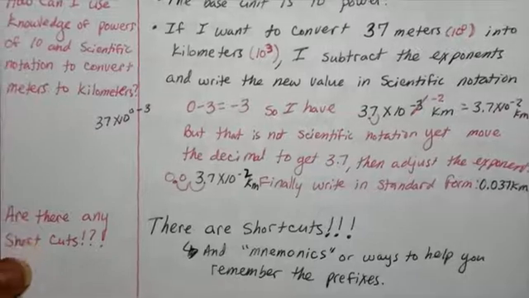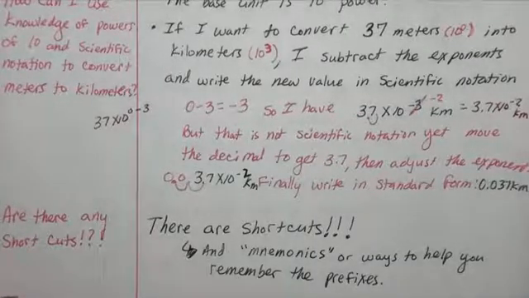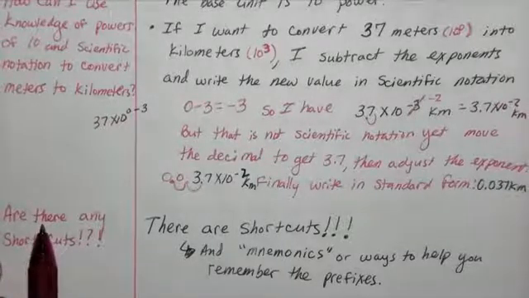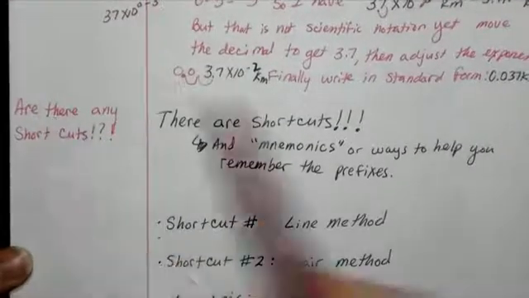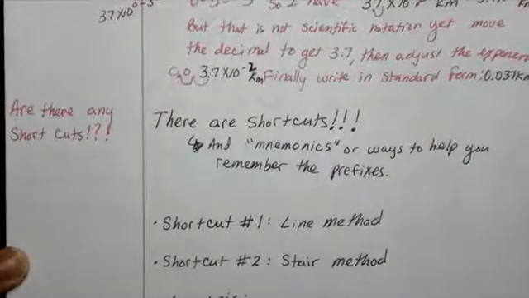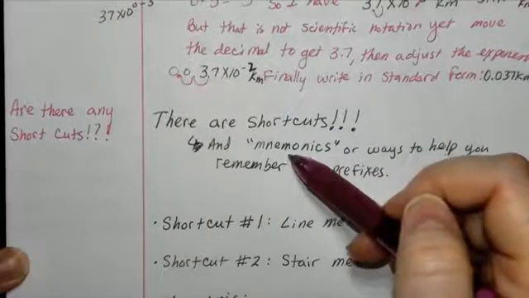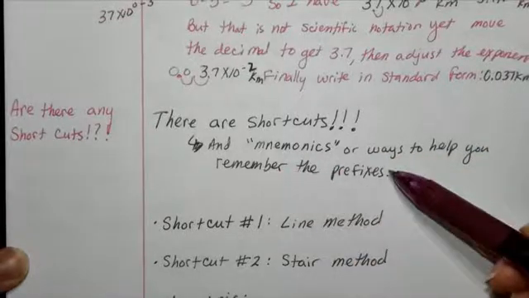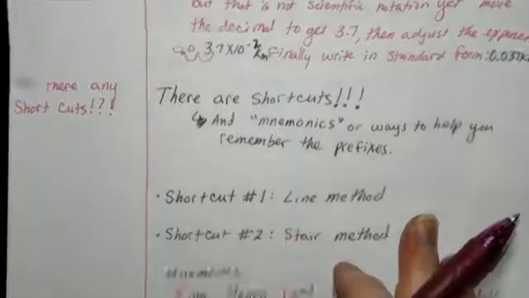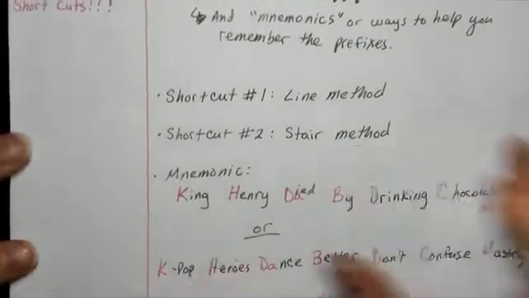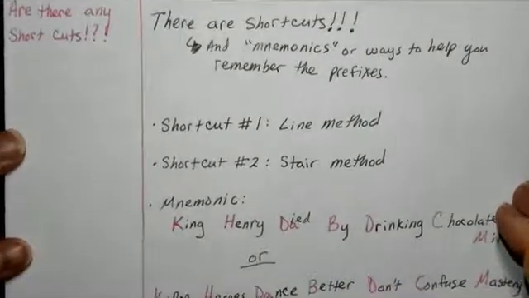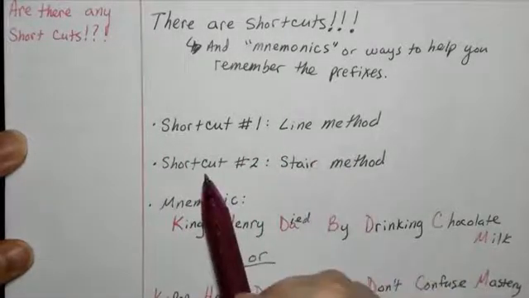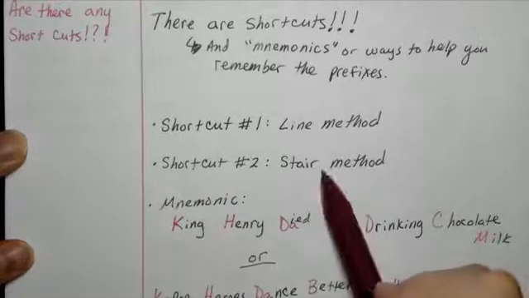Okay, so let's say all this powers of 10 stuff just doesn't work for you. So you're probably asking me and yourself, are there any shortcuts? Yes, there are shortcuts. There are also what's called mnemonics, or ways to help you remember the prefixes. So we're going to talk about 3 different ways that we can make this a little easier on ourselves. Our first shortcut is the line method. The second shortcut is the stair method.